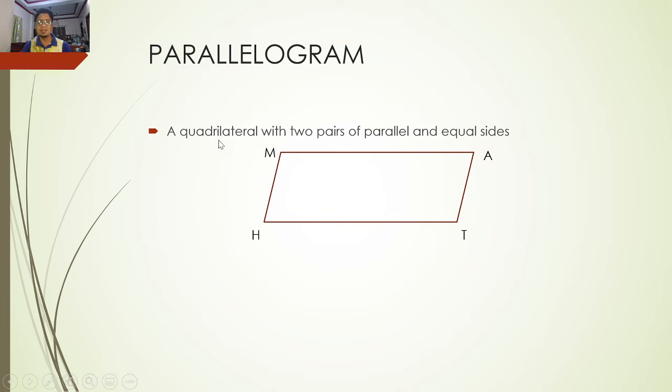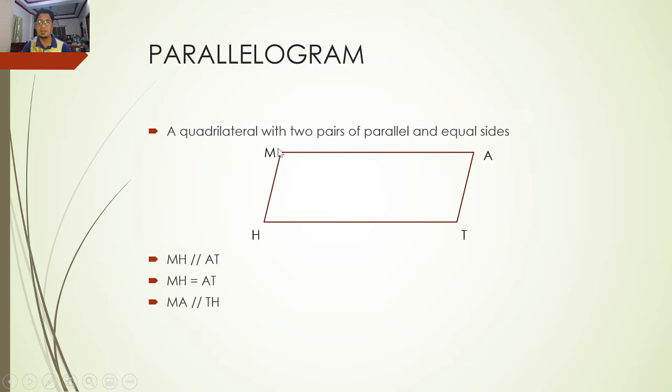Okay? Now, based sa definition natin, a quadrilateral with two pairs of parallel and equal sides, masasabi natin na yung side MH, parallel. Pag sinabi natin parallel, coplanar lines that will never intersect, hindi siya mag-meet, no matter how far you extend them on both directions. So ito, MH daw ito is parallel to AT. Ayun, parallel. In like manner, those two sides are also equal. Kung anong haba nitong MH, siya rin yung haba ng AT.